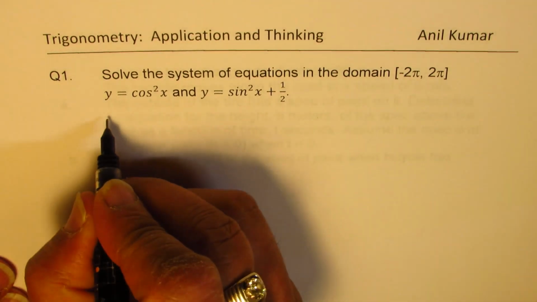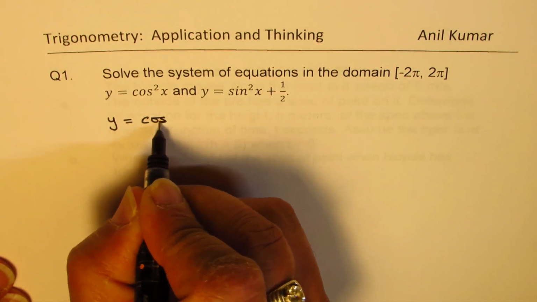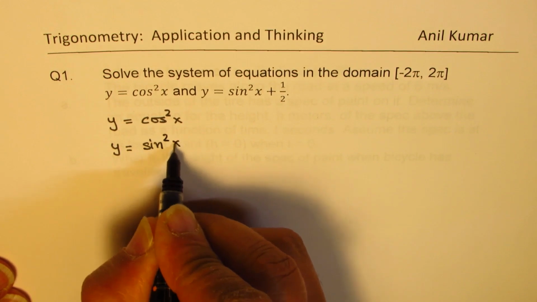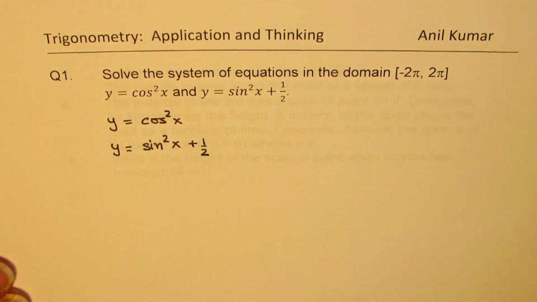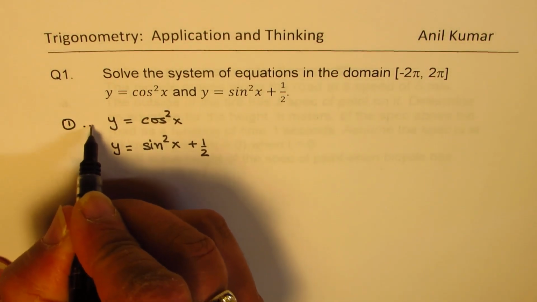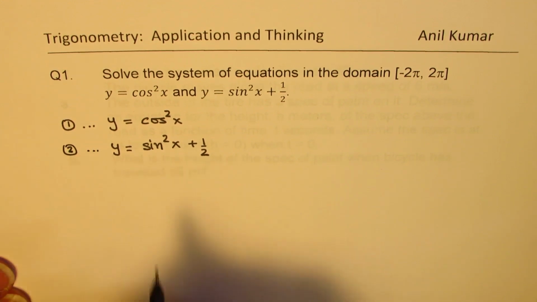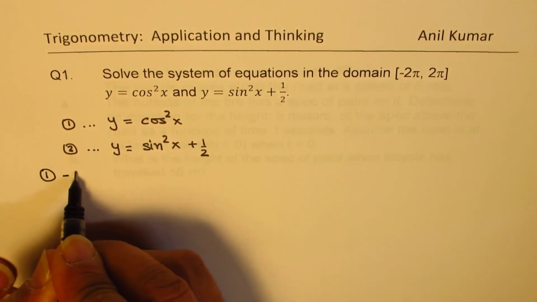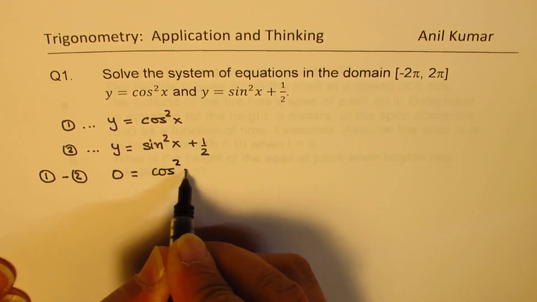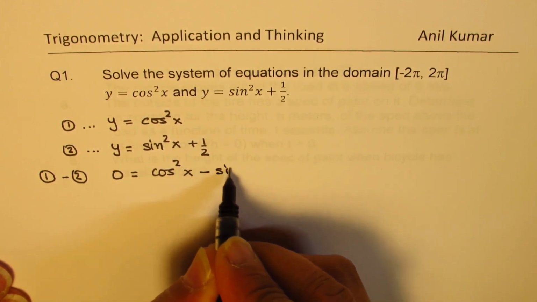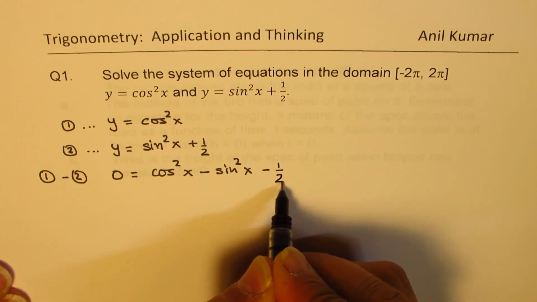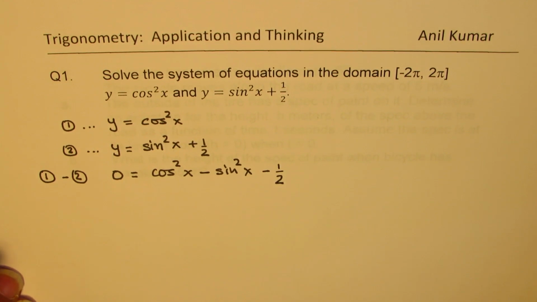So we are given 2 equations. One is y equals cos square x. The other one is y equals sine square x plus half. Now what we can do here is subtract one from the other. So let's say this is equation number 1 and that is our equation number 2. If I do equation 1 minus equation 2, in that case I get 0 equals cos square x minus sine square x, and that also becomes minus half. Correct? So that's what we get.